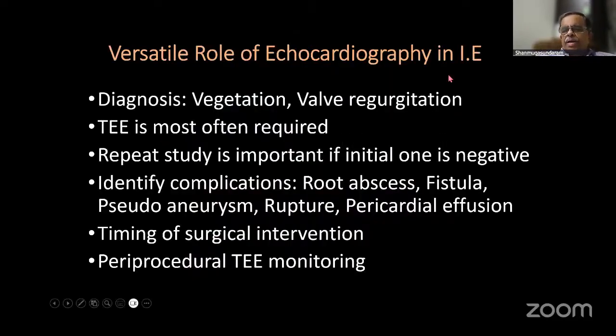As I mentioned in the beginning, echo has a versatile role in infective endocarditis. It diagnoses based on the presence of a vegetation or significant valve regurgitation. Remember, TEE is most often required, particularly in prosthetic valve. Consider repeat study if the initial one is negative. Don't stay with the first study alone. Look for complications: root abscess, fistula, pseudoaneurysm, ruptures, etc. We should appropriately time the surgical intervention with the help of echo findings.